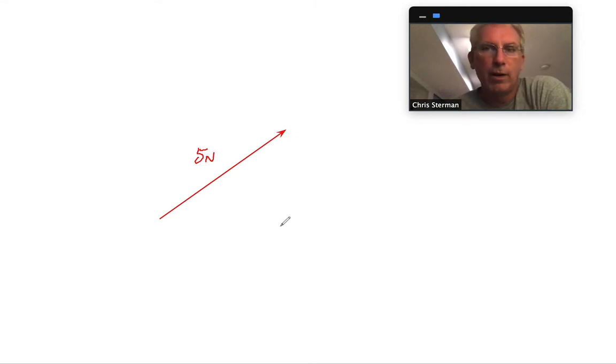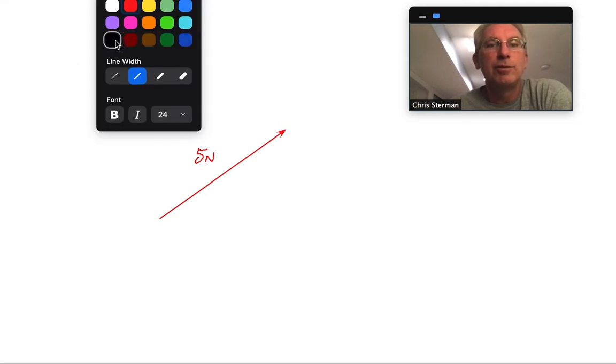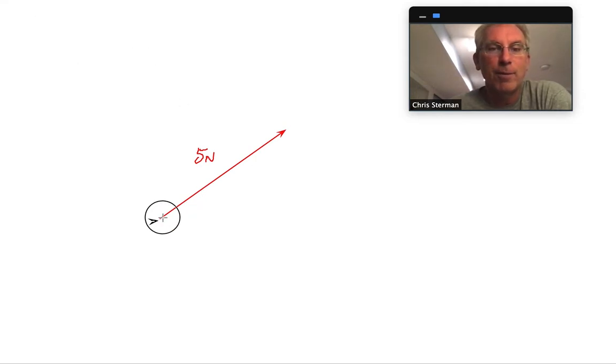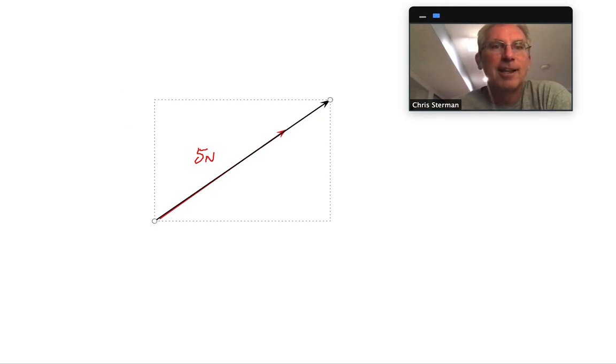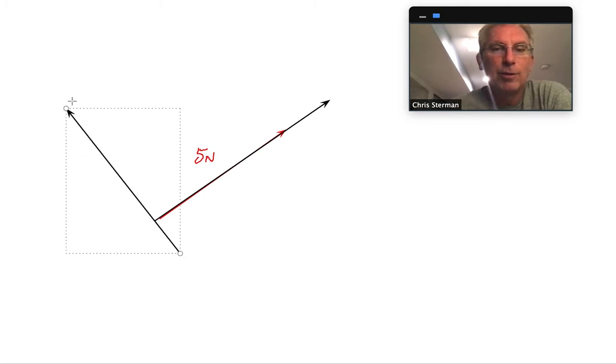Now, where are the x-axis and y-axis? This is a reference frame thing. You can choose whatever reference frame you want. Okay, so I could say, well, look, I'm going to choose a nice, easy reference frame for me. Here's my x-axis, and then here's my y-axis. And look at that. My 5 newtons just happen to line up along the x-axis.